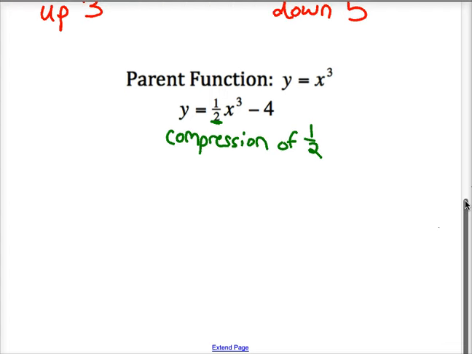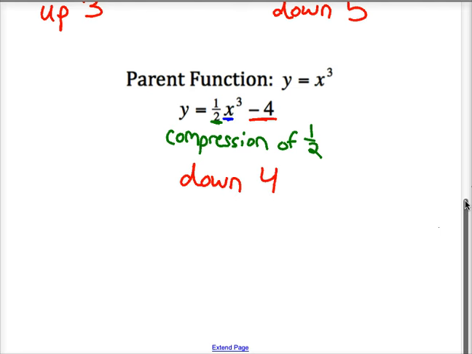Now I notice my x isn't being shifted at all. There's nothing being added or subtracted from my x. So there actually is nothing moving it to the right or left. So I can jump straight to focusing on this minus 4 at the end. That minus 4 at the end just means down 4. So another good thing to remember is in every one of these, you're not going to have every type of transformation. Just identify the transformations that are actually there, and those are the ones that you focus on.